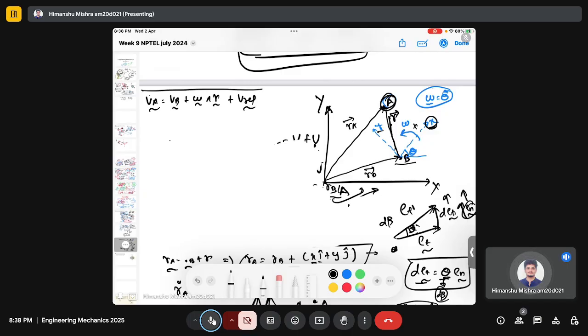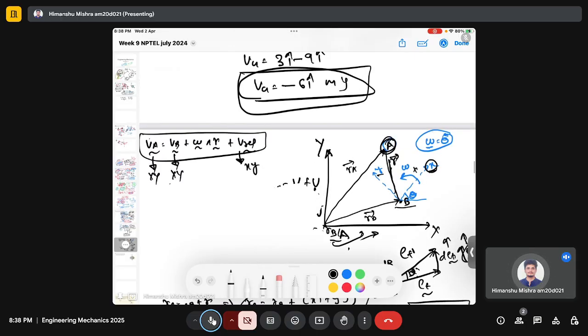So this is the velocity of point A with respect to B in the rotating frame. This velocity is identified in the rotating frame, whereas these velocities are in the fixed frame. Earlier we used the relation VA equals VB plus omega cross R. This was in the fixed frame. But now when we consider the rotating frame of reference as well, we get an additional velocity, which is a relative velocity, and that is defined in the rotating frame of reference.